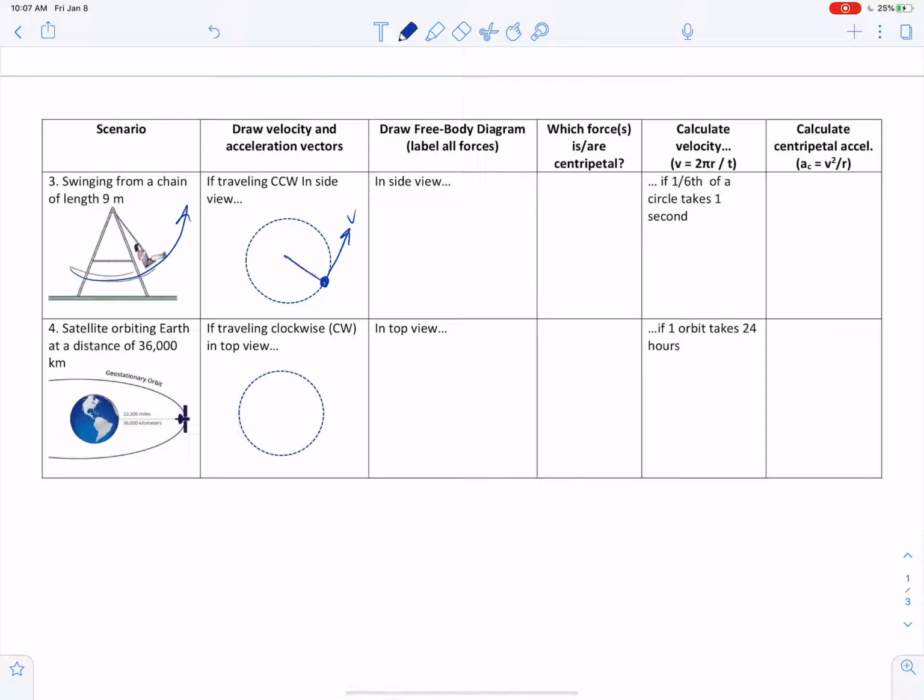And her acceleration is towards the center. Again, if the girl were to jump off the swing at this particular moment in time, she would go straight out like this, right? That's how we're getting the velocity vector. Those are at right angles to each other, as they always have been. Let's draw a free body diagram.